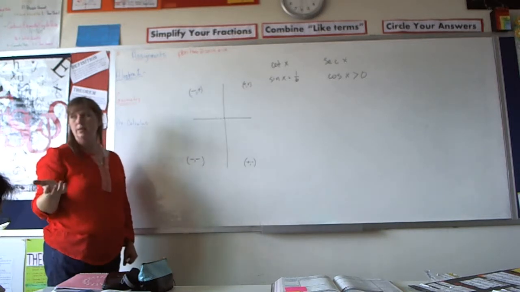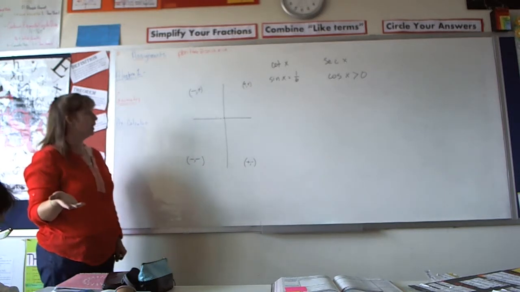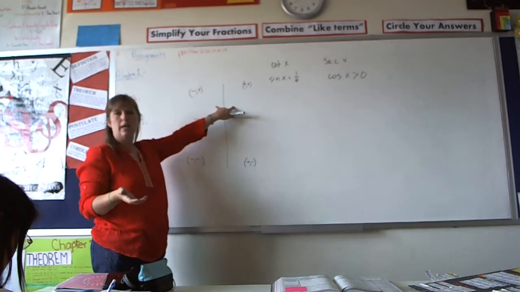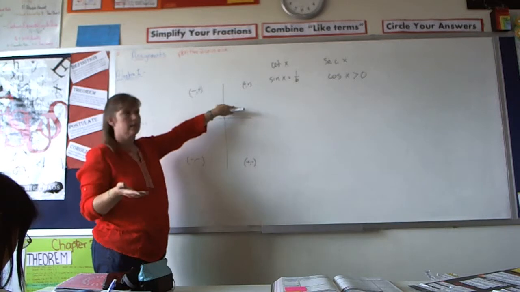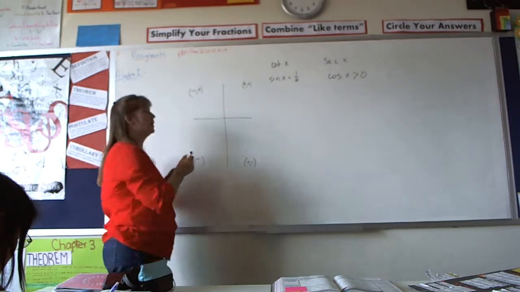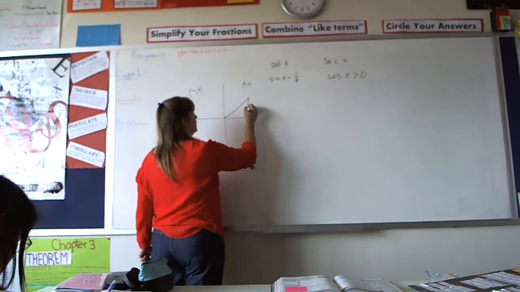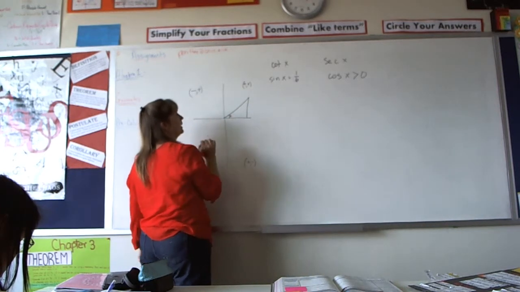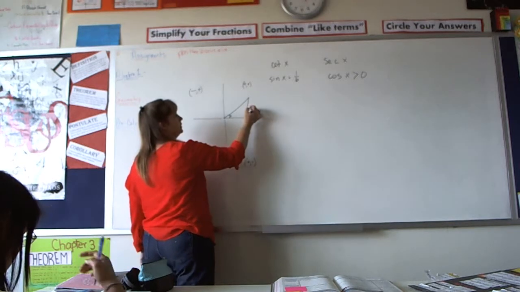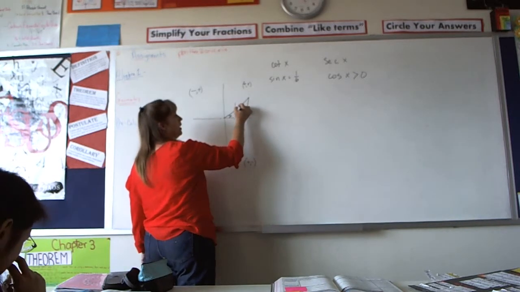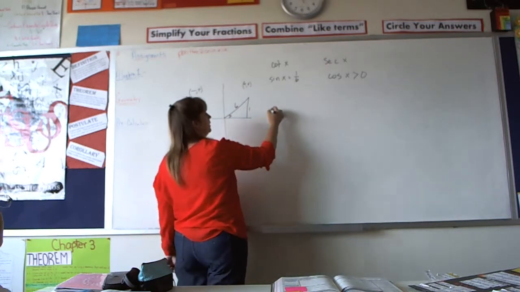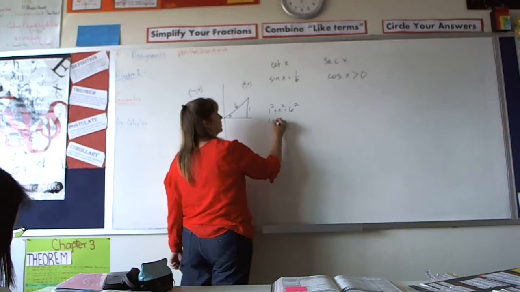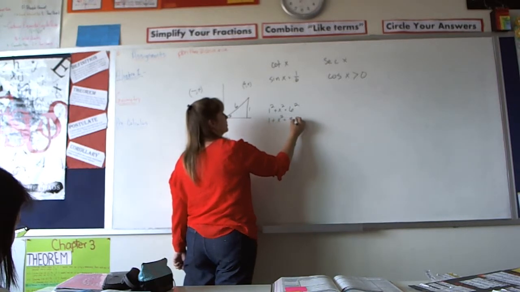We know that the y has to be positive, right? Where's y positive? And we know that the cosine has to be positive. So this is the only one. So let's draw our theta in here. And let's say what we know. We know that the sine of theta, or x, is opposite over hypotenuse. What is this side? 1 squared plus x squared equals 6 squared. Square root of 35.